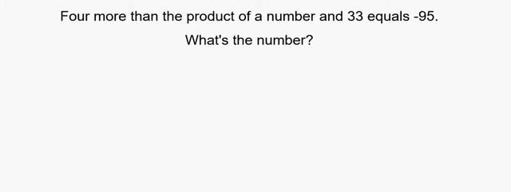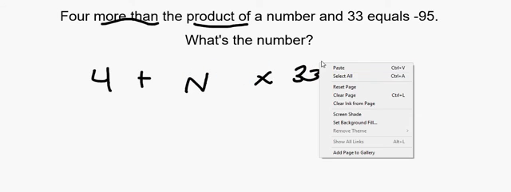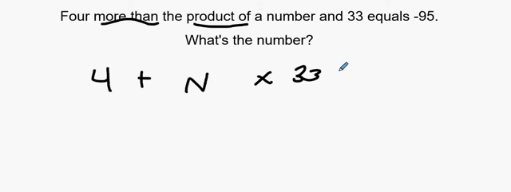4 more than the product of a number and 33 equals -95. Let's find our first operation. Let's start on, what do we say, more than? Doesn't that sound like an operation? What's more than? How many more than? 4 more than what? Another operation. Product of what? 33 and a number. How do we show a number? n. It doesn't even say is this time. It says equals this time, doesn't it? So we don't even have to translate this time. We know that's an equals sign.